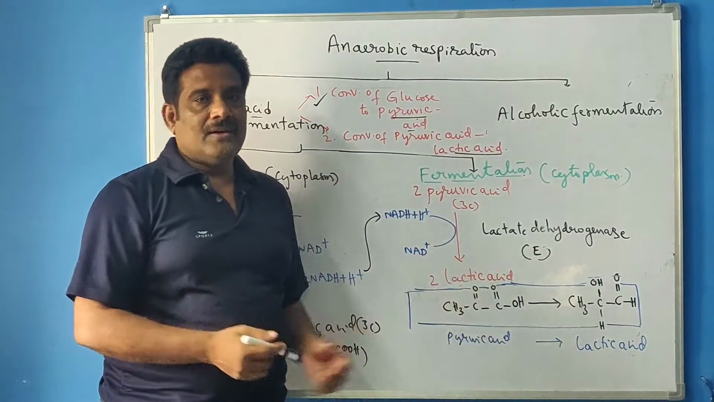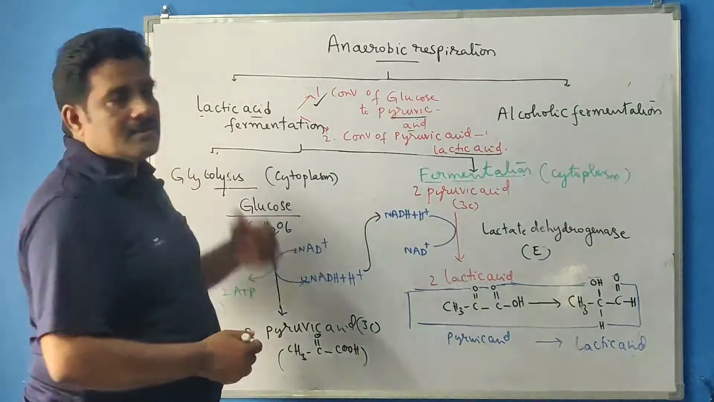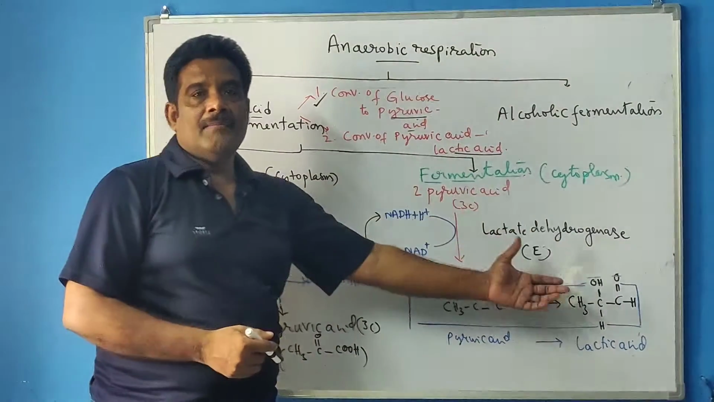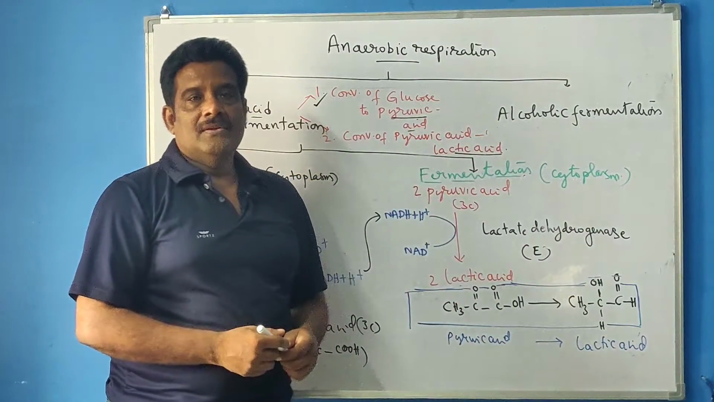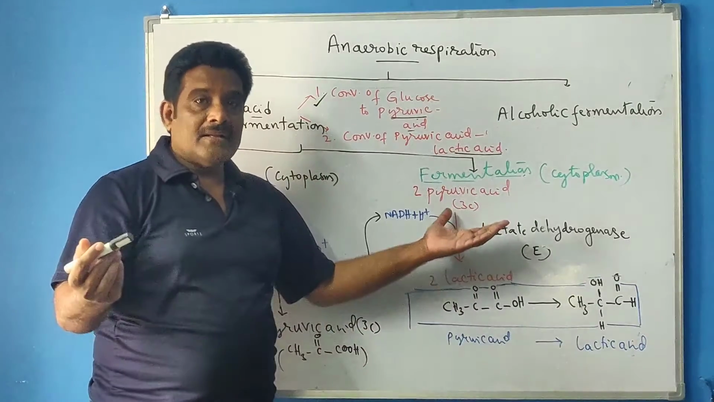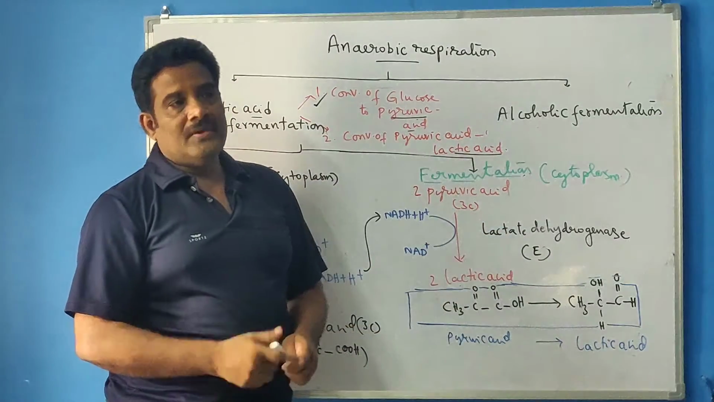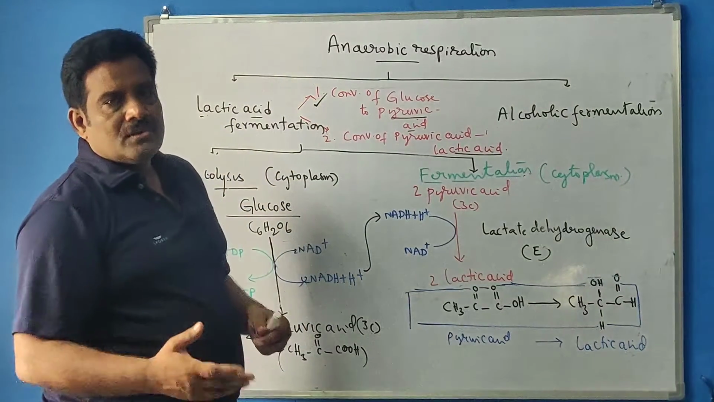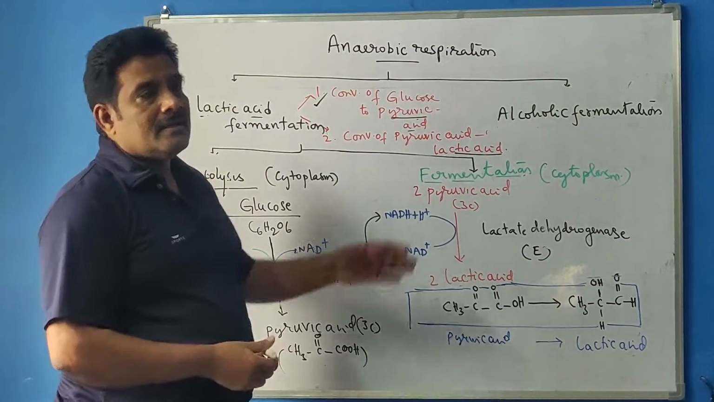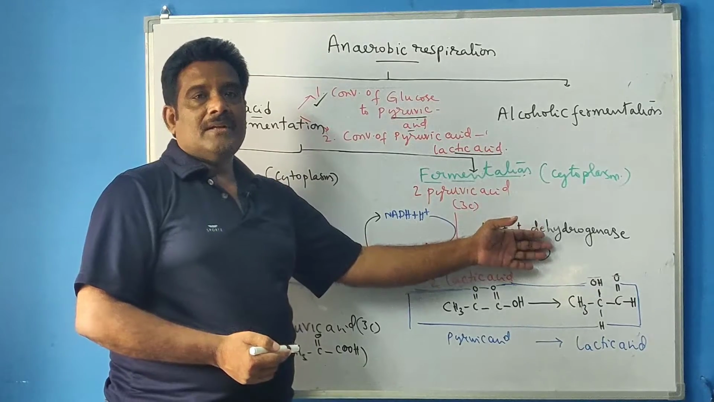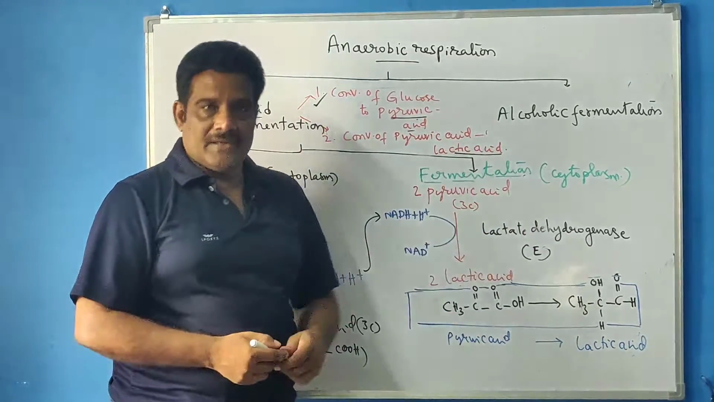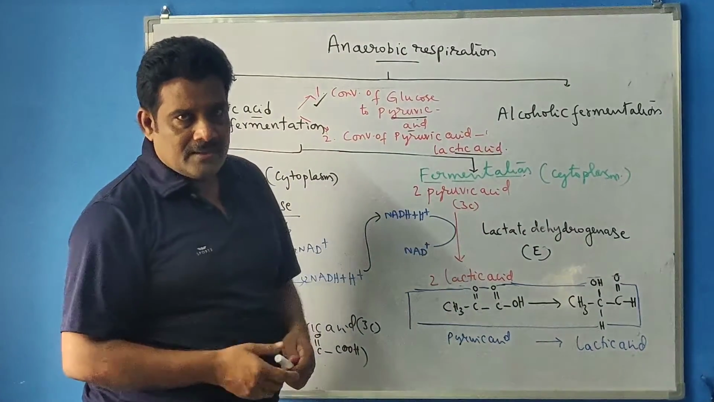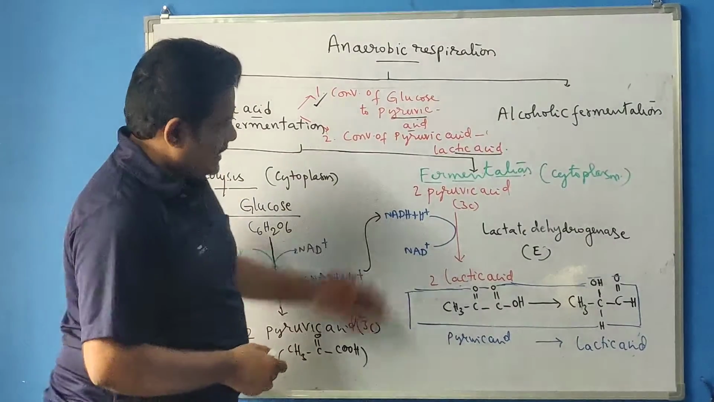There is no involvement of oxygen here. The common phase is glycolysis, but the Krebs cycle will not happen. Mitochondria are not involved. No mitochondria, no electron transport. Whereas in aerobic respiration, electron transport is very common, in which most of the energy is released. But here electron transport is absent because of the absence of mitochondria. Do you understand? Are you following, students? Okay. Let us study now.